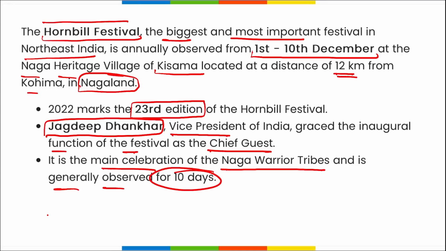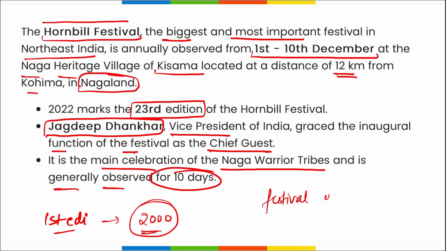All right, and if asked when the first edition of this Hornbill Festival was observed, it was observed in the year 2000. All right, highly important. Also remember, if we talk about this hornbill, the festival derives its name from a bird named the hornbill, and this Hornbill Festival is also known as the Festival of Festivals. All right.